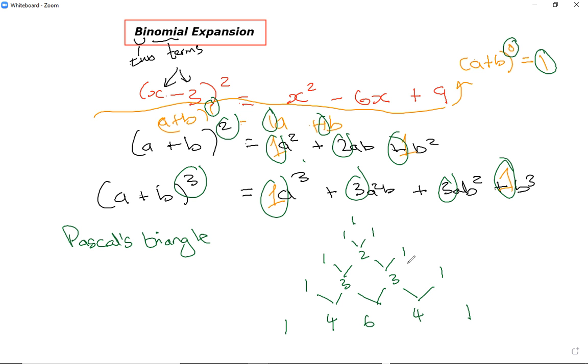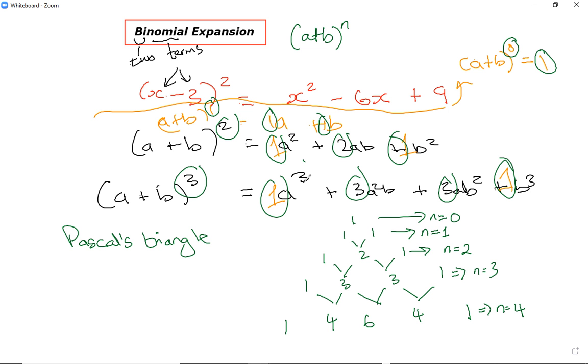It always has 1 on the outskirts. If I had a plus b to the power of n, then this is n equals 0, this is n equals 1, n equals 2, n equals 3. And then when you have to expand something with n to the power of 4, or 5, or 6, or 7, or 16, or 100, it becomes a bit tedious.